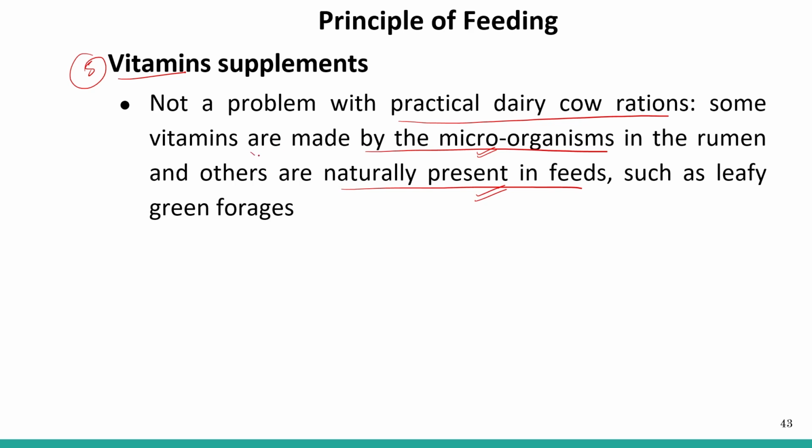These vitamins are very important, such as in leafy green forage. When we feed animals leafy green forage, it contains lots of vitamins, so vitamins can be provided with those feeds. And some microorganisms in the rumen of animals are also helpful in synthesizing the vitamins.